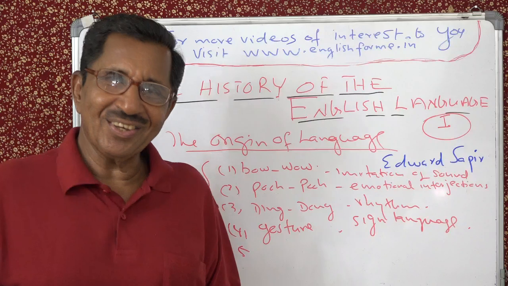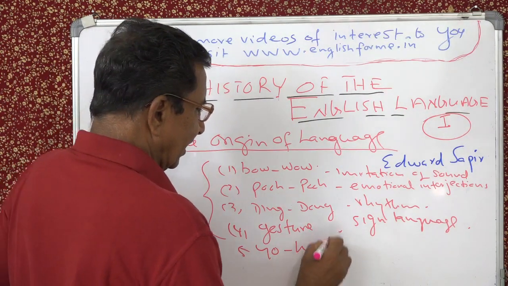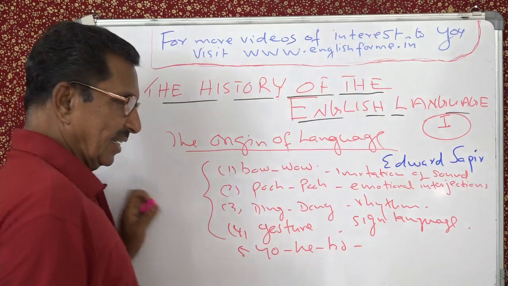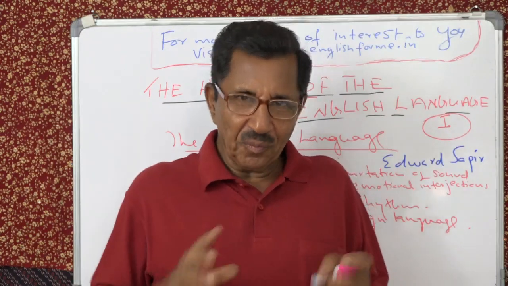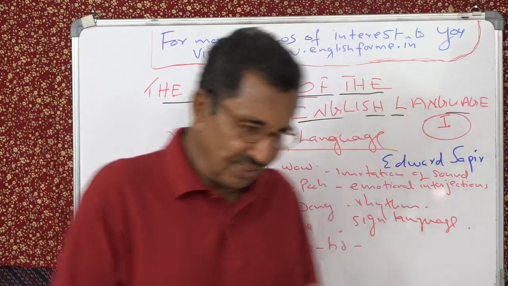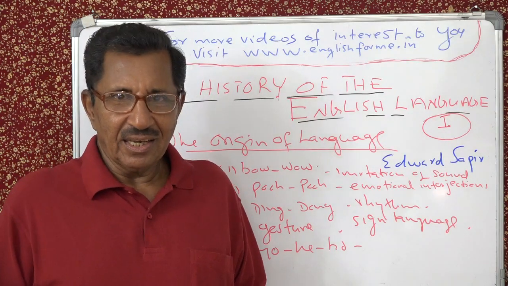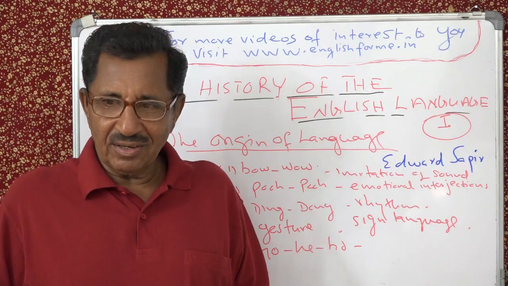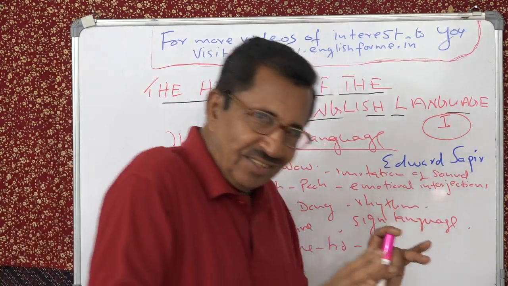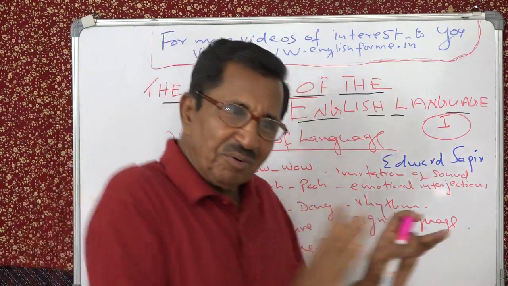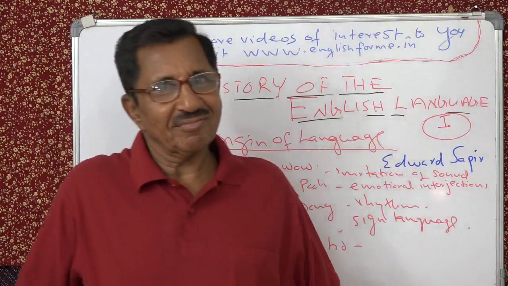This is funny, for example, you can say. Fifth is the yo-he-ho theory. This theory says that when men work in groups, suppose you are pushing a cart, there's a car breakdown, then you call your friends. Then what will they do? They push like this, working together. Then some sound you will produce. Oh, like that. So, language.